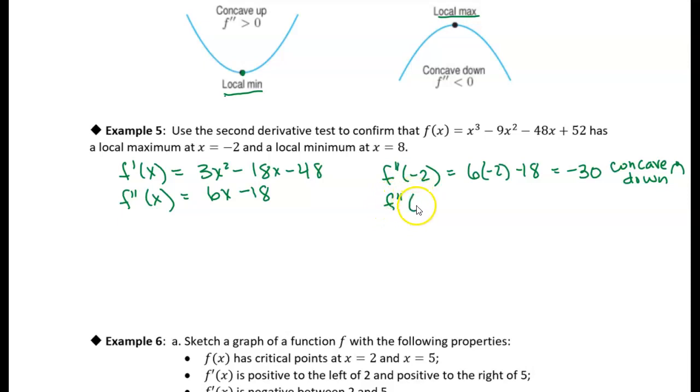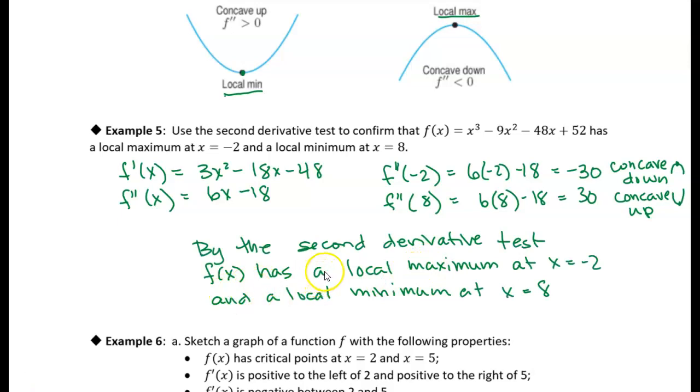And if I evaluate the second derivative at the other point, which is 8, I get 6 times 8 minus 18, which is actually a positive 30. And that's telling me that the function is concave up at that point. So concave up, it looks like a U. And so you can see that the critical point at x equals 8 is a local minimum.